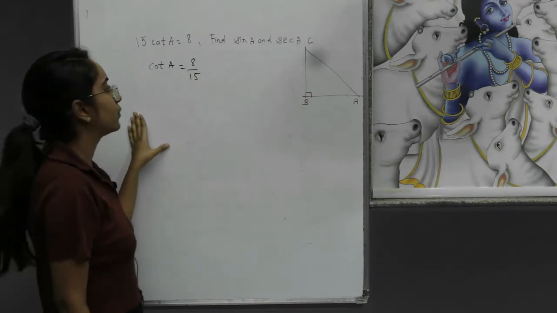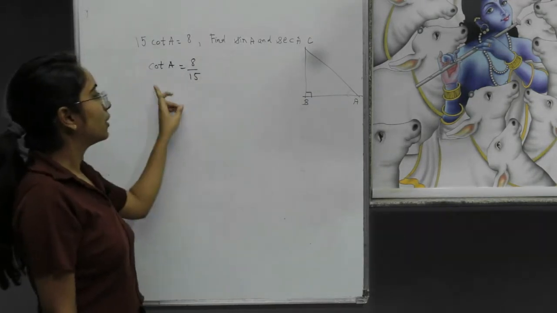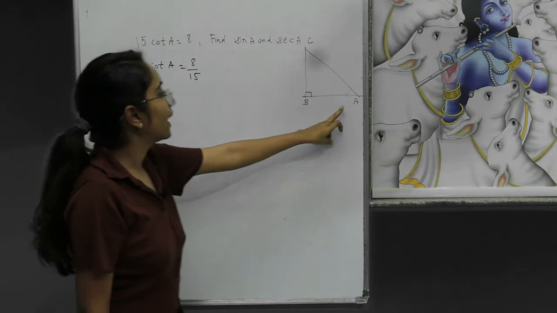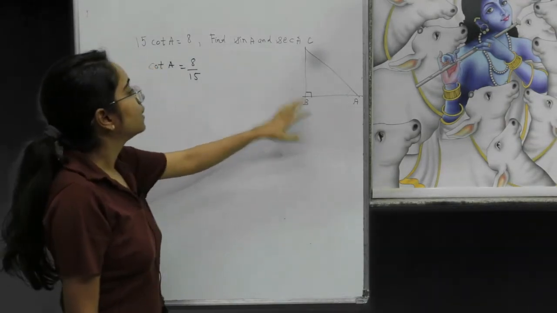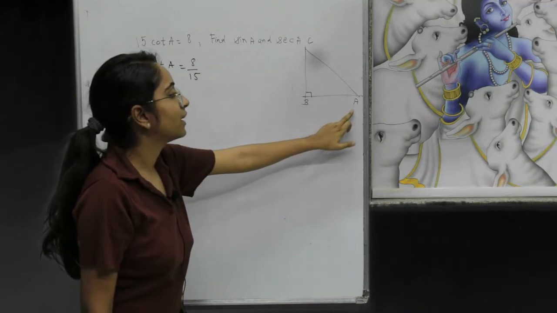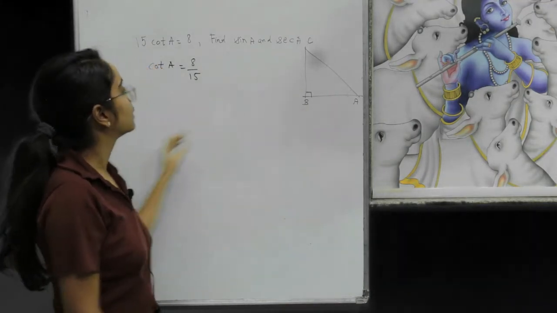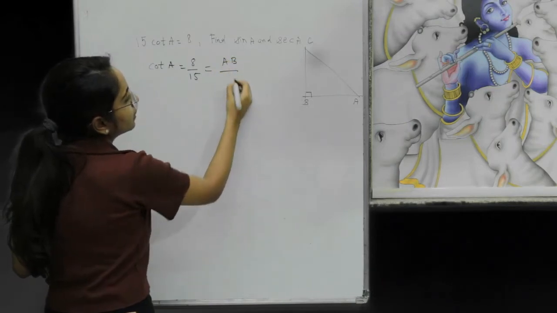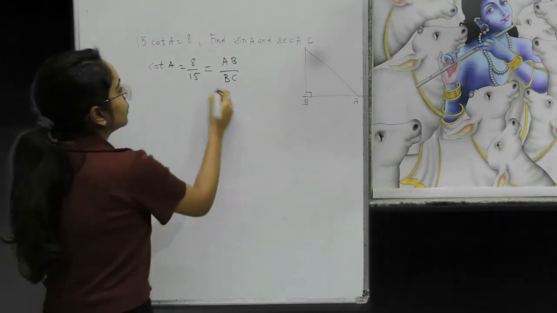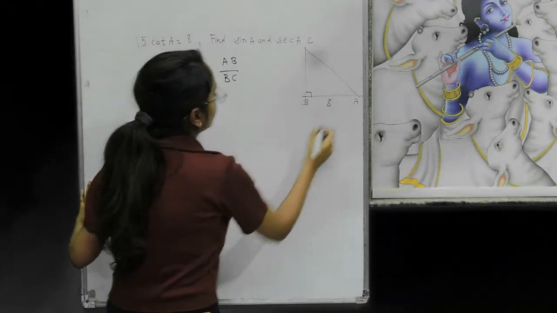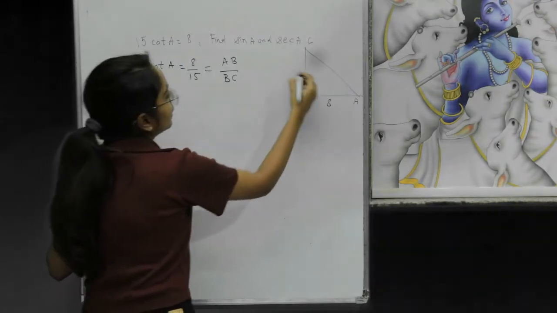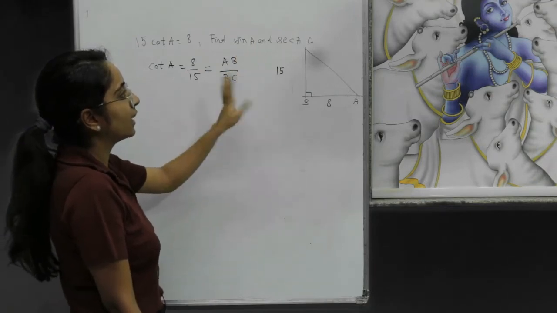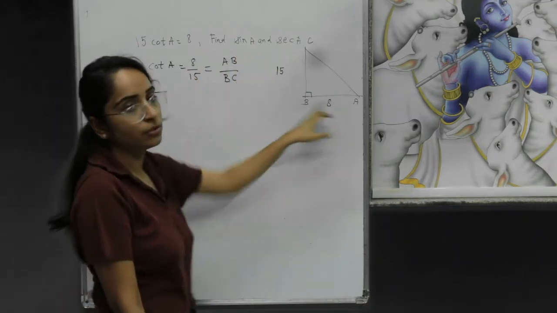As we know from the relations of the trigonometric ratios, cot A is equivalent to adjacent upon opposite. The side which is adjacent to angle A is AB, and opposite is BC. So we will put the value as AB upon BC. Here we have the value of AB which is 8, and BC is 15. But here we know just two sides. To find any of the trigonometric ratios, we need to know all three sides.